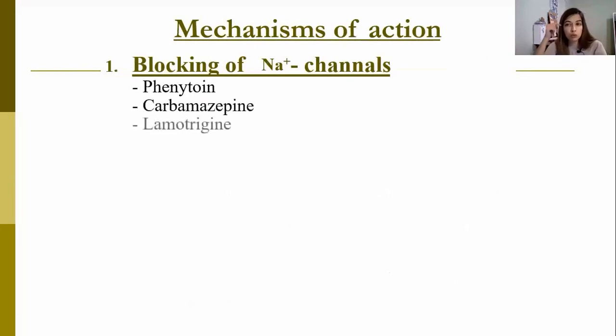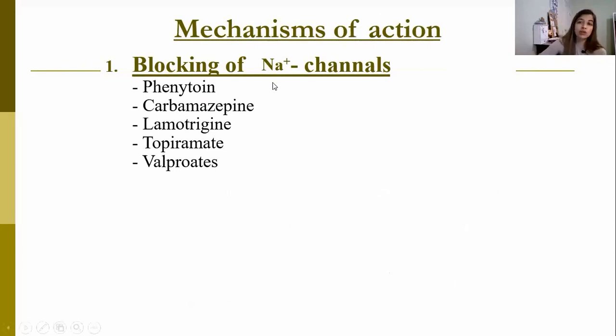Okay, so what can we do with our pathologically highly permeable neurons? As I told you, they let in too much sodium. They go through the sodium channels, yes? So if you directly block the sodium channels, you can stop that action potential, yes? So this is logical, just direct blocking of sodium channels, no high level of sodium in the cell, no action potential. And for this, we have such drugs as phenytoin, carbamazepine, lamotrigine, topiramate, and valproate.